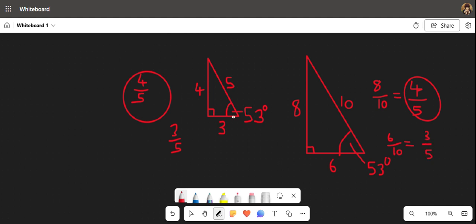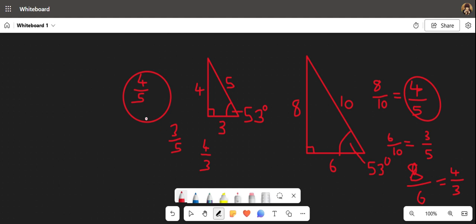Then I can look at the opposite and the adjacent. The ratio is 4 to 3. I can look at the opposite and adjacent here, 8 to 6, which simplifies to 4 to 3.